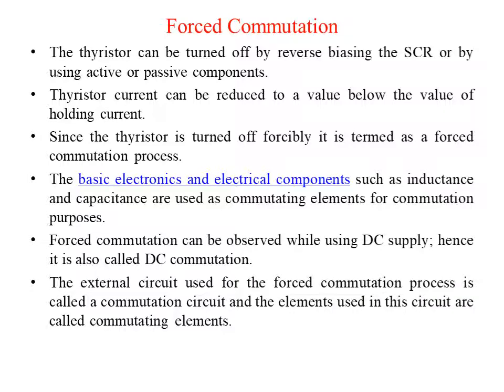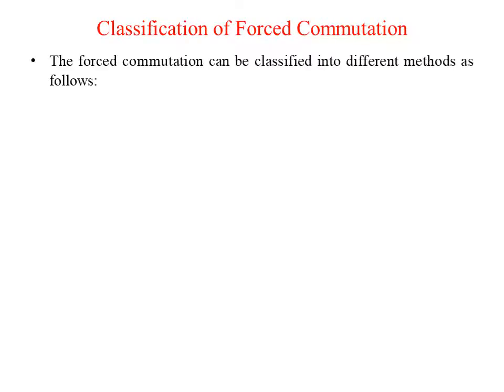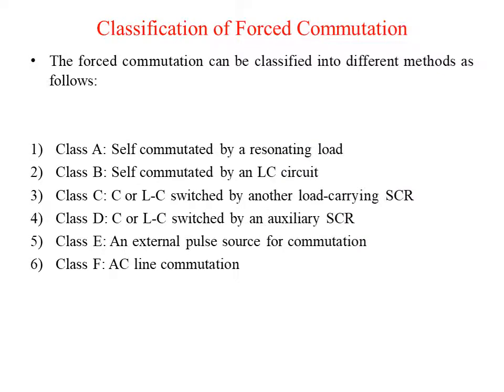The external circuit used for the forced commutation process is called the commutation circuit, and the elements used in the circuit are called commutating elements. Now we'll see the classification of forced commutation. We have 6 classifications of forced commutation methods.